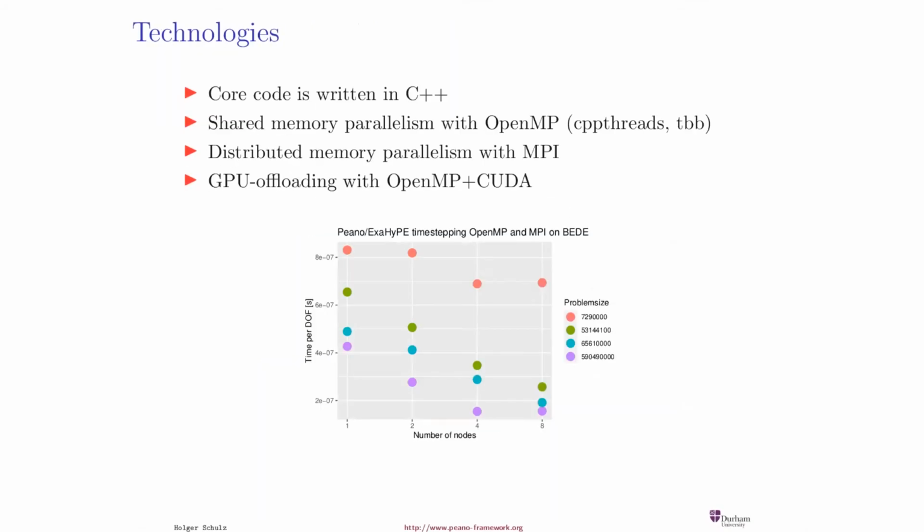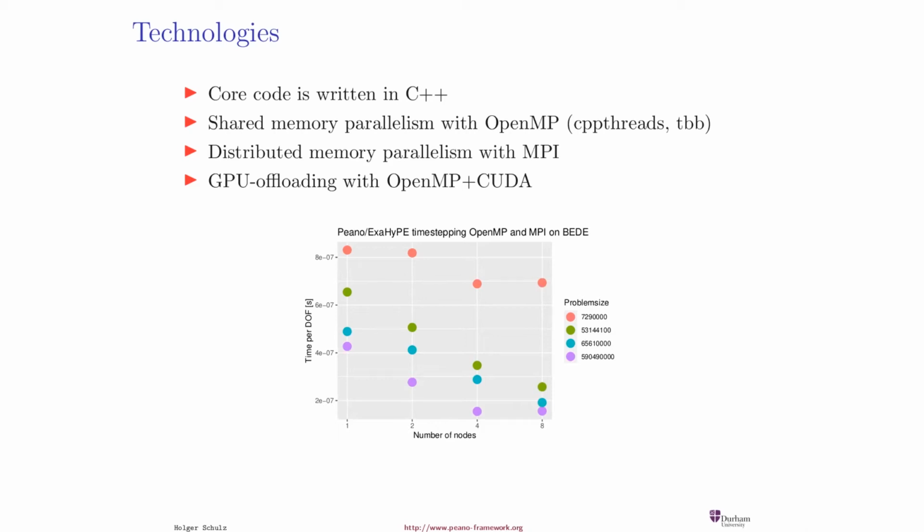Okay, to talk about the technologies that we apply, the code itself is written in C++. That's the core code. Then we have a thin layer of Python, which allows us to generate application-specific code. And we do shared memory parallelism with OpenMP. We also support C++ threads and Intel's TBB. So shared memory parallelism means you're using the memory within one node and you distribute the compute amongst the compute units in one node of Bede.